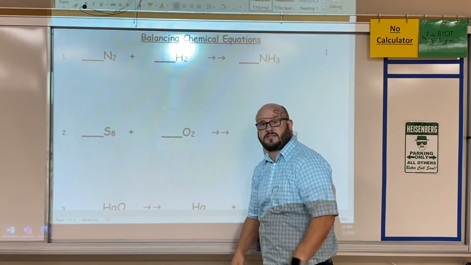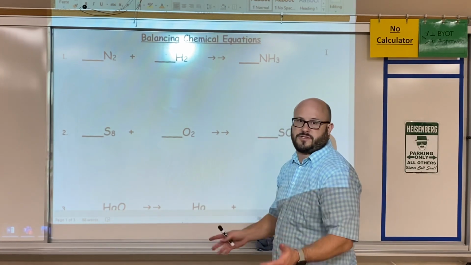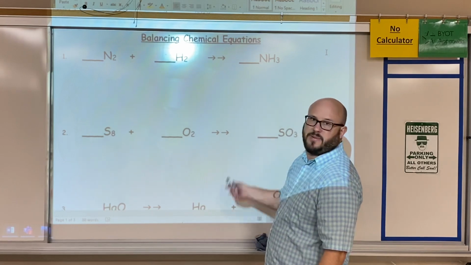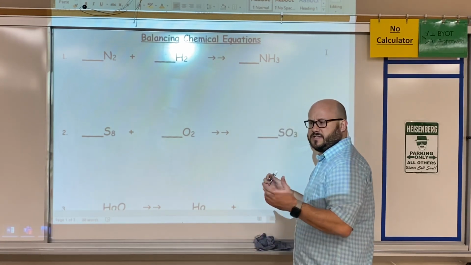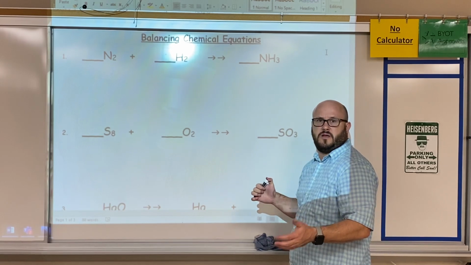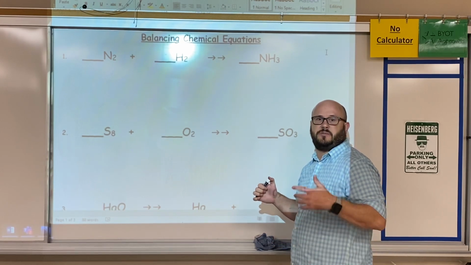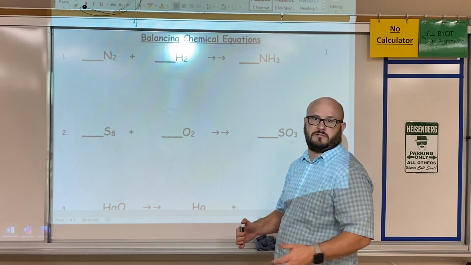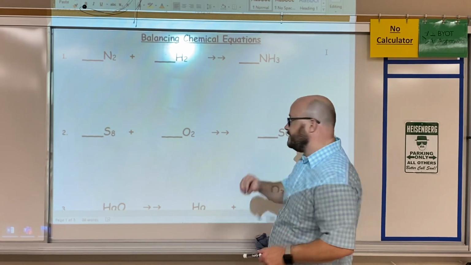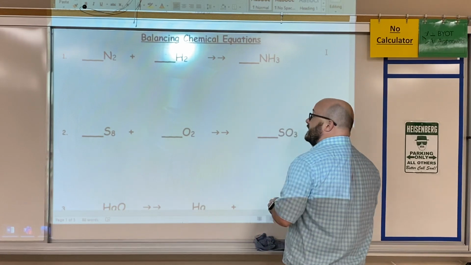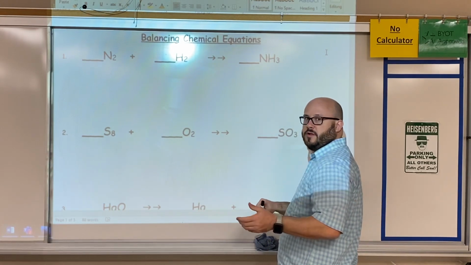And because of that, sometimes our reactions don't produce the correct number. We have to balance it by adding coefficients. Now, this can seem confusing, but once you get the hang of it, it'll actually become something you enjoy. It's challenging. It's not as boring as some of the other stuff. If you follow these steps, you're going to be a good balancer.